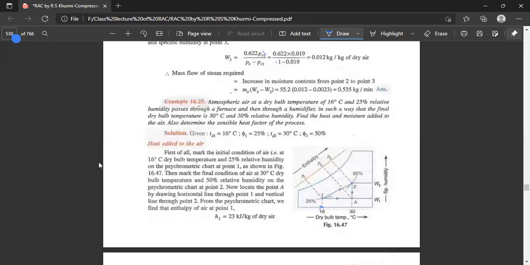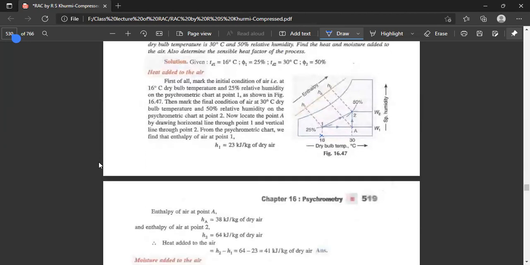Now we've got point 1 and point 2. Now look at the point A: draw a horizontal line from point 1 and a vertical line from point 2, and they will intersect at A. Then we get the enthalpies: at point 1, H1 is 23 kJ per kg.